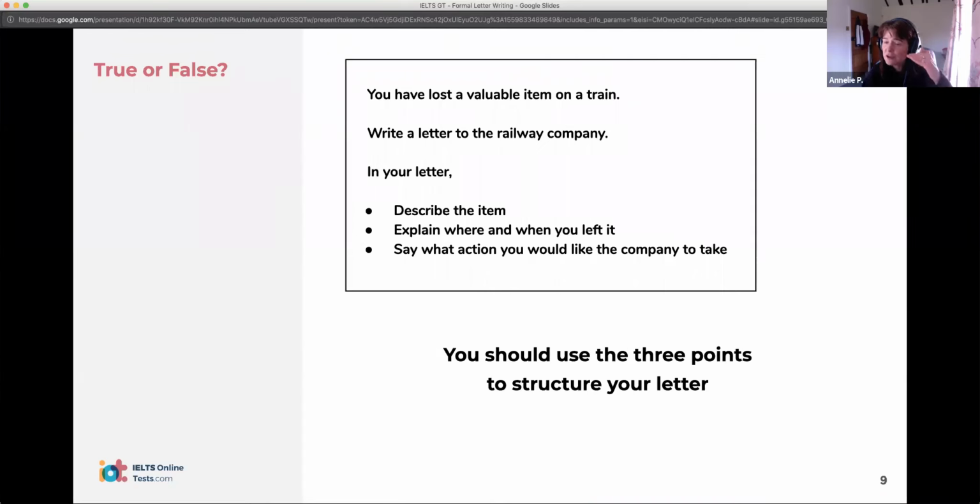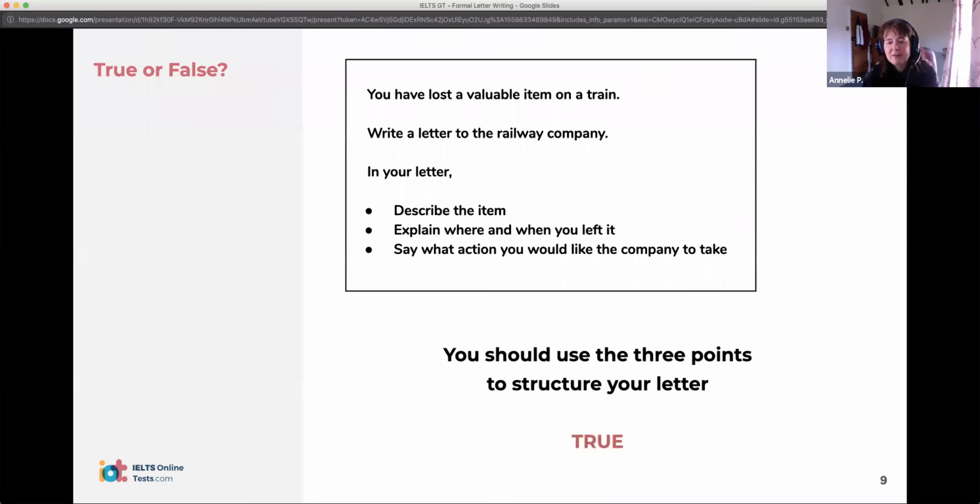Those 3 points will help you to structure your letter. Would you say that's true or false? Exactly. Those 3 bullet points are the 3 paragraphs in your body, with the opening and the closing.